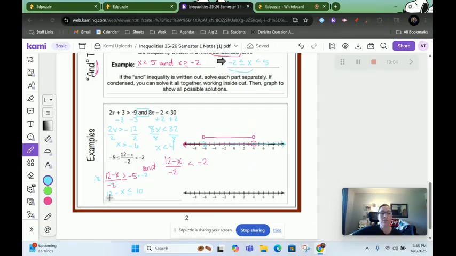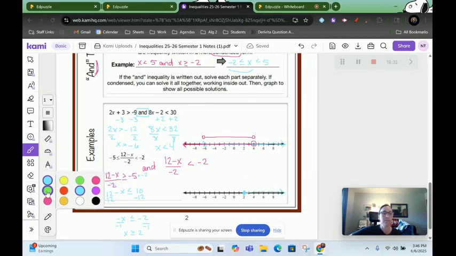And now I'm going to subtract that 12 over, and I get -x is less than or equal to -2. And now I'm going to divide by that -1, so it flips my sign again. And I get x is greater than or equal to +2. That was a lot of flipping, so we've got to be really careful. So that would mean a closed circle goes on +2, and we shade this direction.